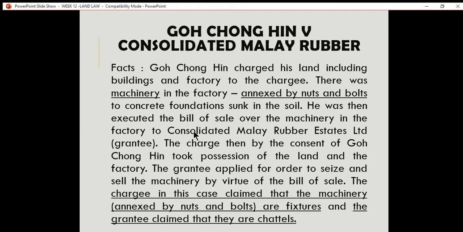So the item that we need to determine now is the machinery in the factory. The chargee, by the consent of Goh Chong Hing, took possession of the land and the factory. The grantee applied for an order to seize and sell the machinery by virtue of the bill of sale. So the grantee said that the machinery belongs to them, so they want to sell it. The chargee in this case claimed that the machinery annexed by nuts and bolts are fixtures, and the grantee claimed that they are chattels. So, which one is correct? Whether the machinery is a fixture or chattel.